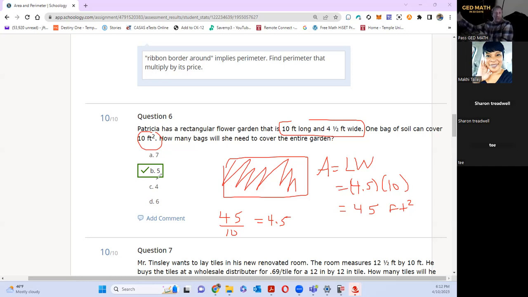Now, would you have extra left? Yes, but at least you'd be able to cover the whole garden. So the answer here is 5 bags. Everybody understand that? Yep. Okay, good.